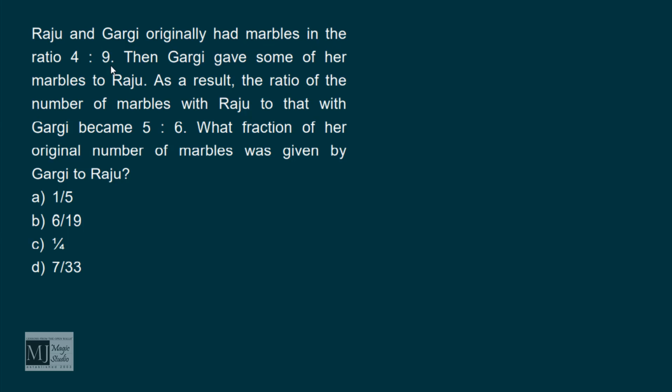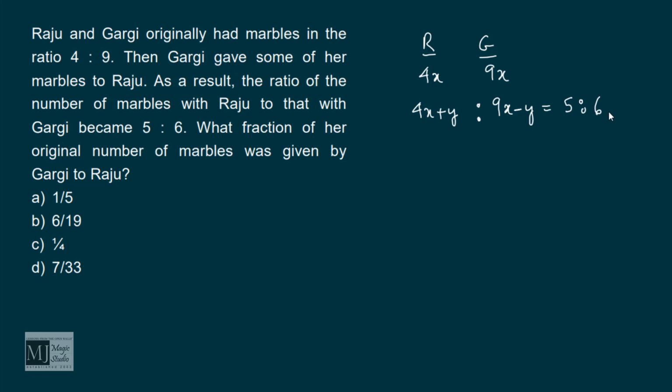Raju and Gargi originally had marbles in the ratio 4:9. Let the common ratio be x, so they have 4x and 9x marbles. Then Gargi gave some of her marbles to Raju. Let her give y units to Raju. Then Raju will now have 4x plus y, and Gargi will now have 9x minus y. As a result, the ratio of the number of marbles with Raju to that with Gargi becomes 5:6.